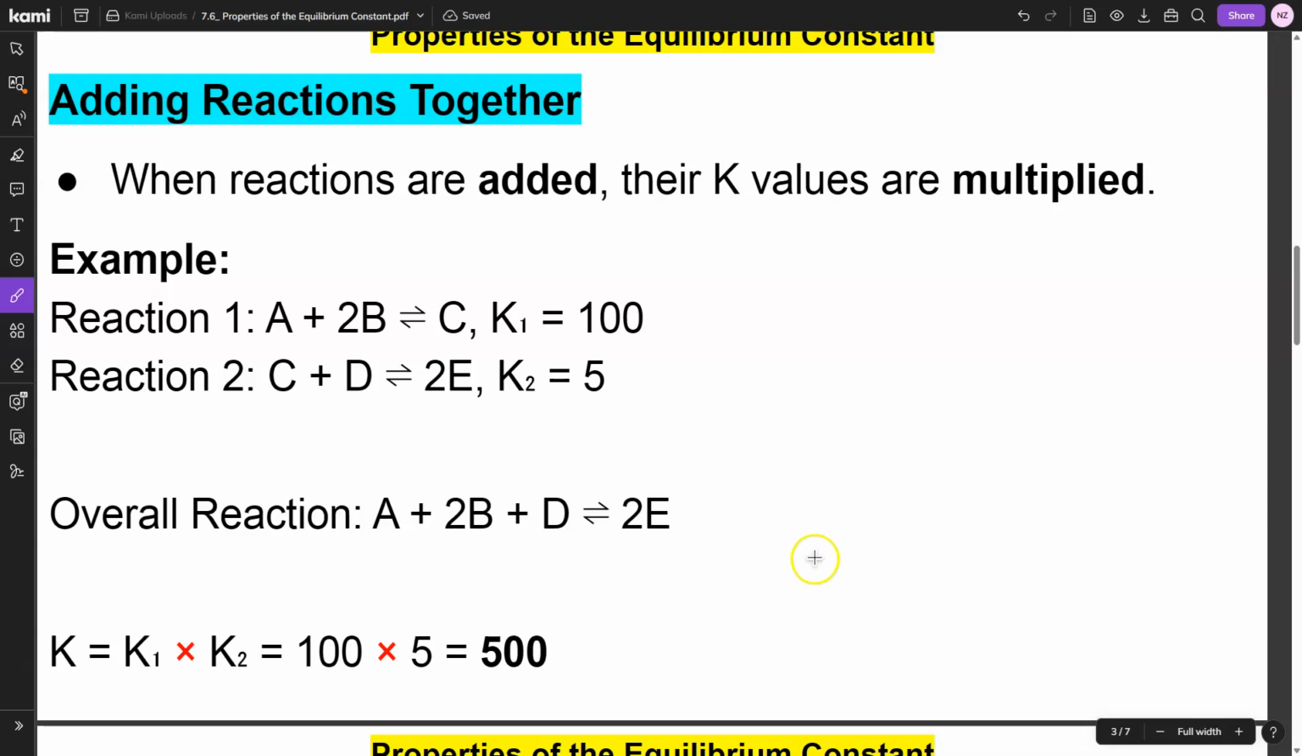Okay, finally, if we add reactions together, we are going to multiply their equilibrium constants together. So I have two reactions here. Equilibrium constant 1 is 100, number 2 is 5. Our overall reaction, and again, we've crossed out any spectators that exist in our reactions. So I have C on both sides. That's going to be eliminated. We just add them up. So I'm going to multiply my two numbers. The equilibrium constant from reaction 1 was 100. From reaction 2, it was 5. 100 times 5 is 500. So when we add them together, we multiply their values like so.